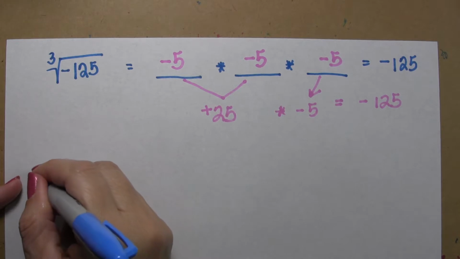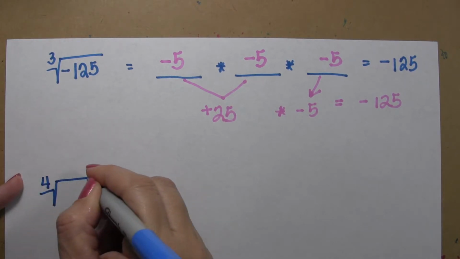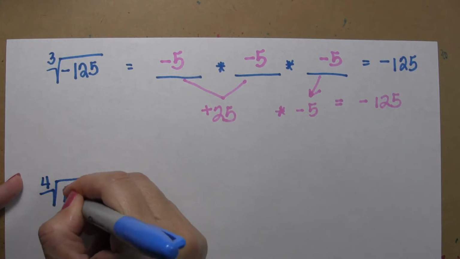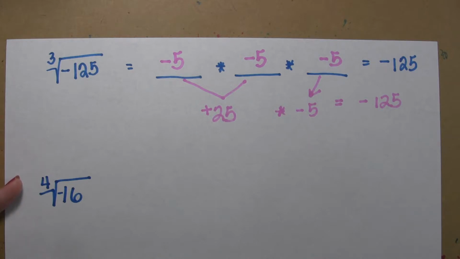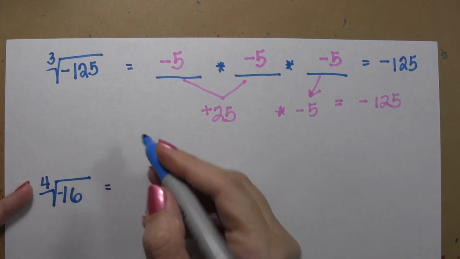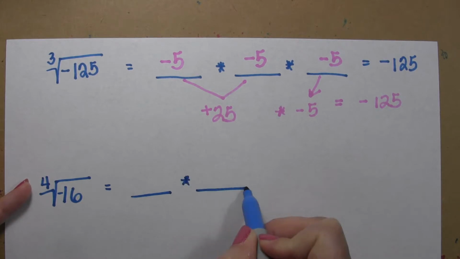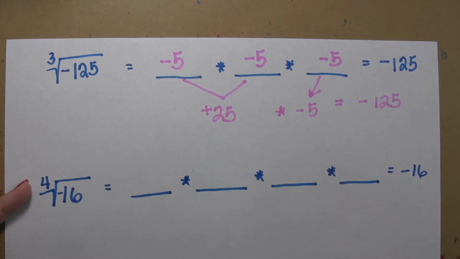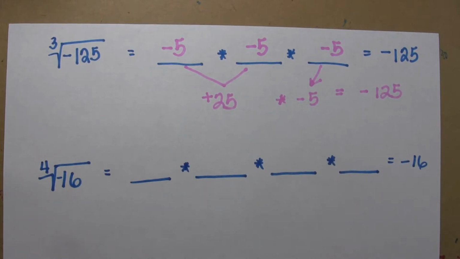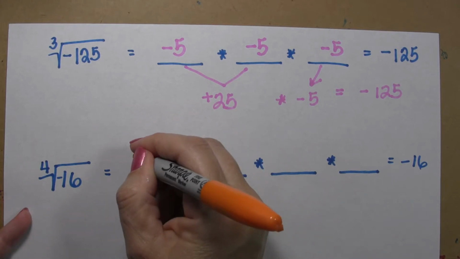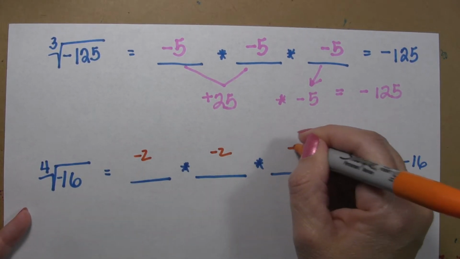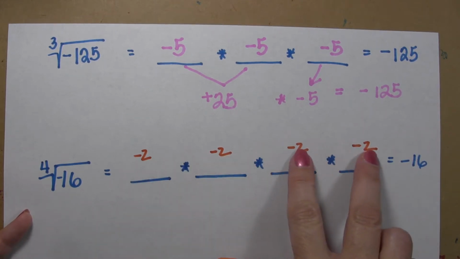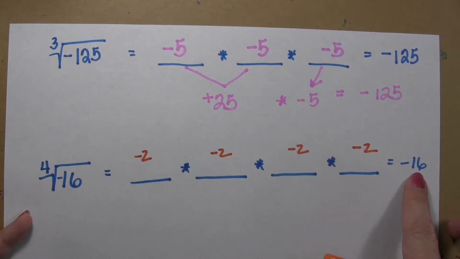Okay, let's try this. Do you think we could take the fourth root of negative 16? The fourth root of negative 16. So we need to think of a number that multiplied by itself 4 times gives us negative 16. Can it be done? Well, what if we did a negative 2 times a negative 2 times a negative 2 times a negative 2? That would give us positive 4 times positive 4, which would give us positive 16.